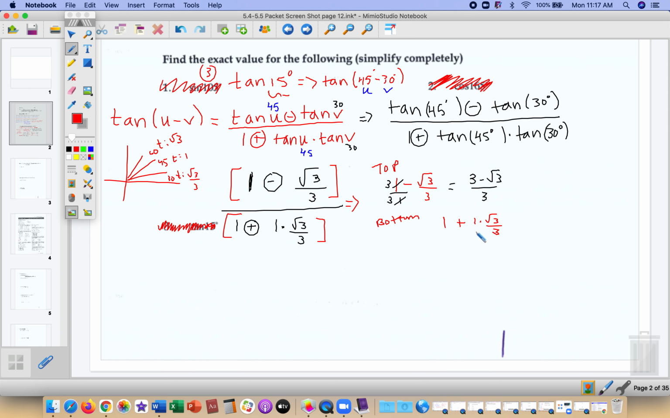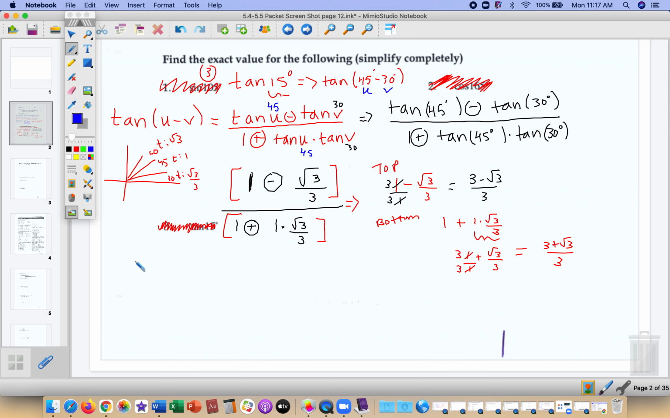Now we need order of operations. We have to do this first, right? 1 times root 3 over 3 is root 3 over 3. Now be careful, because if that was a half or something, you wouldn't do 1 plus a half first. You would do a half times root 3 and then you add 1. So now we'll add 1, make denominators the same. So the bottom is 3 plus root 3 over 3. You can't cancel these 3's. All 3 terms aren't divisible by 3.